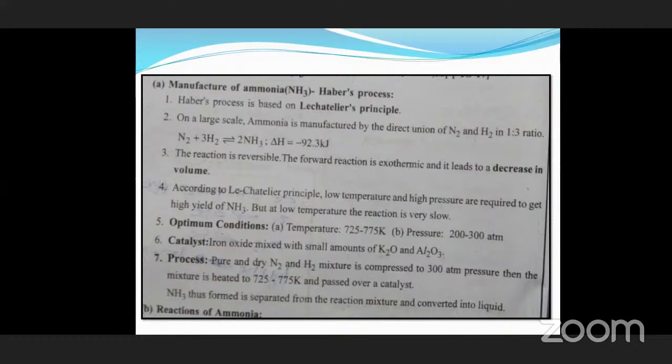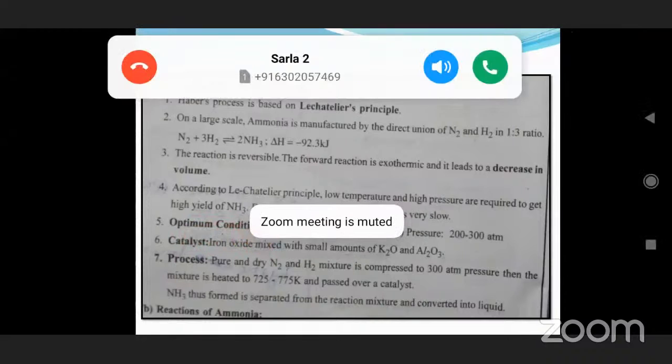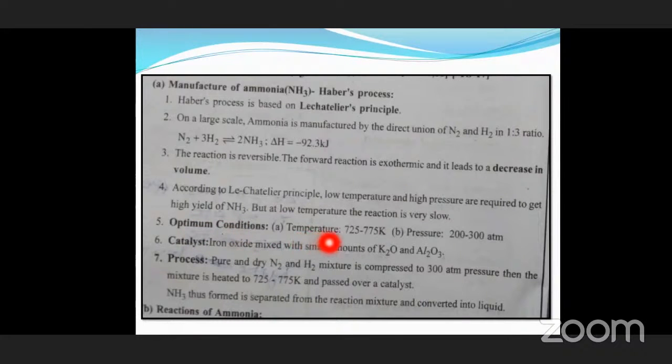That's why here we have to use some optimum conditions. The temperature you have to use is 725 to 775 Kelvin. Another optimum condition for pressure is 200 to 300 atmospheric pressure. Okay, this is about the optimum conditions to run the Haber process.